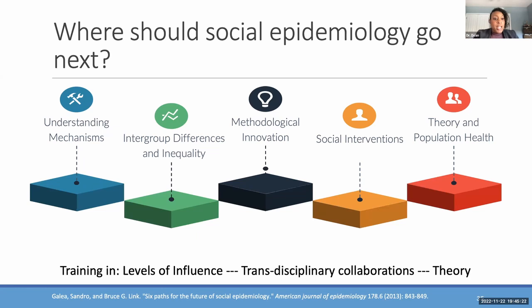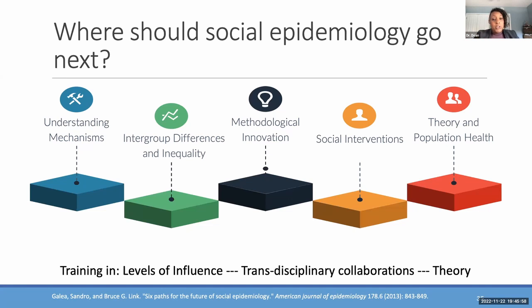Some of the things that Sandro Galea has proposed that we need to be able to do in social epi are a greater understanding of the mechanisms of how these social factors are embedded into individuals and then how that influences population health. We need a better understanding of intergroup differences and inequality and how those play out. We need to do some methodological innovations. There are a lot of methods that we use in clinical epi that aren't exactly translatable to social epi because we don't think about risk factors as discrete or isolated. We think about risk factors as being a context.